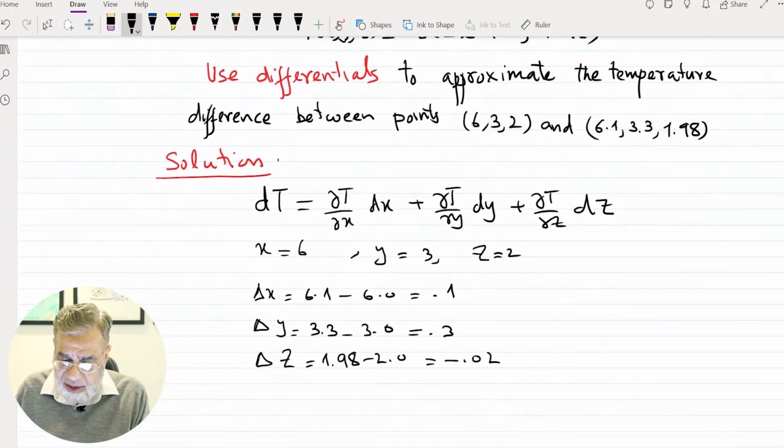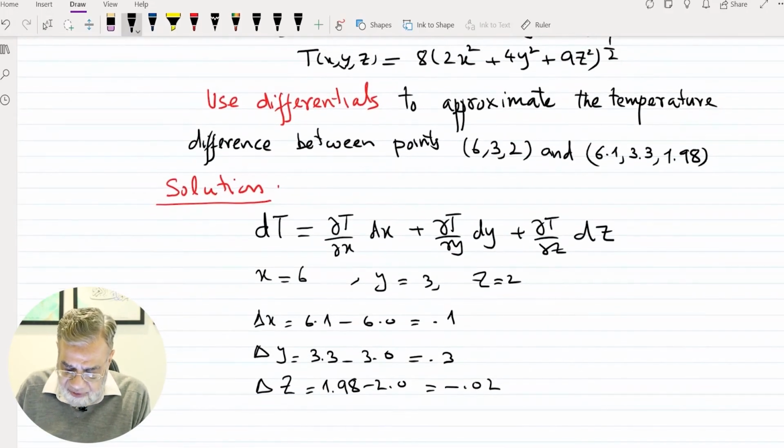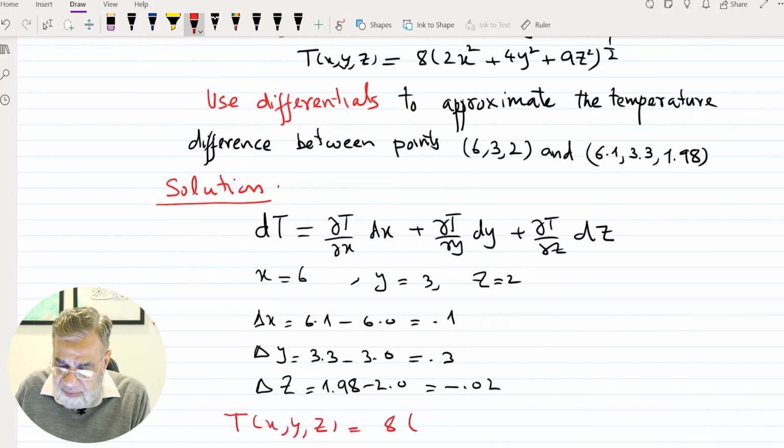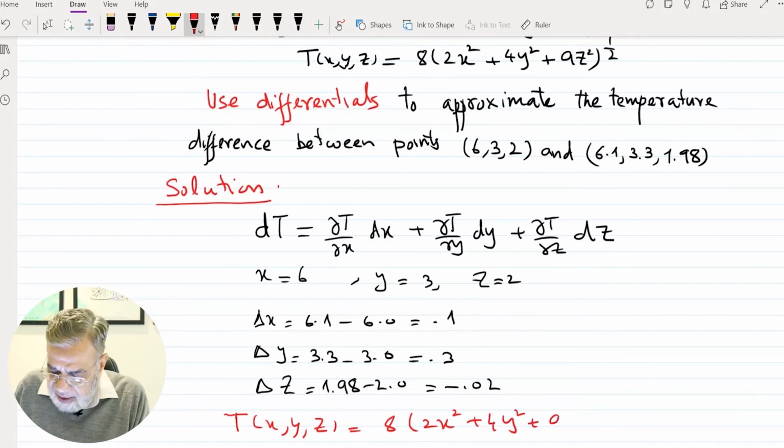Now I find the partial derivatives of the function. The function given to me is T. I will write it in a different color to make it clearer. T(x, y, z) is equal to 8 times (2x squared plus 4y squared plus 9z squared) to the power 1 by 2.